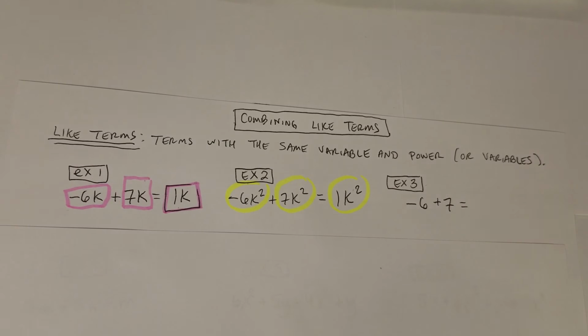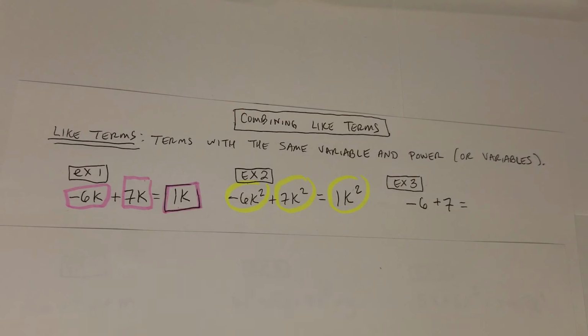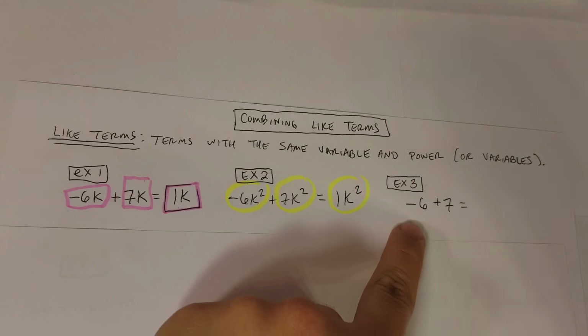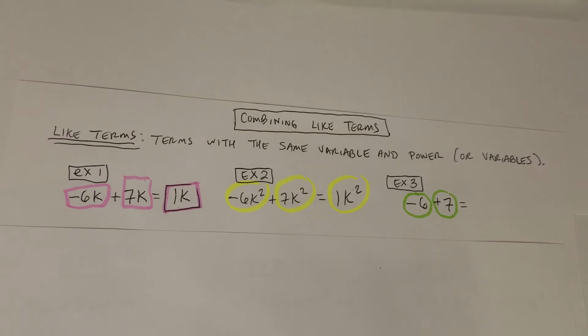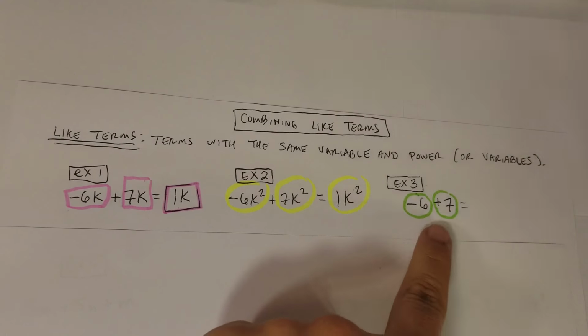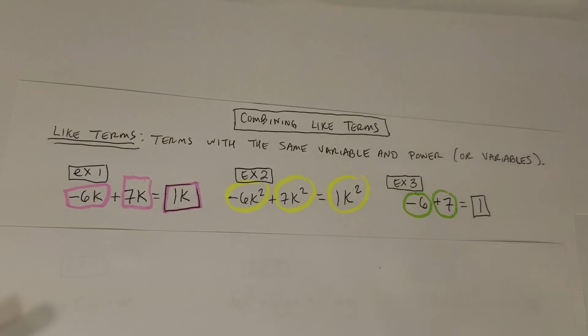In this case, example number 3, they don't share a variable, but that doesn't mean that they're not like terms. So -6 plus 7 are actually considered like terms because neither of them have a variable, so they can be combined. They can be added or subtracted. In this case, the answer is just +1. No k's this time.